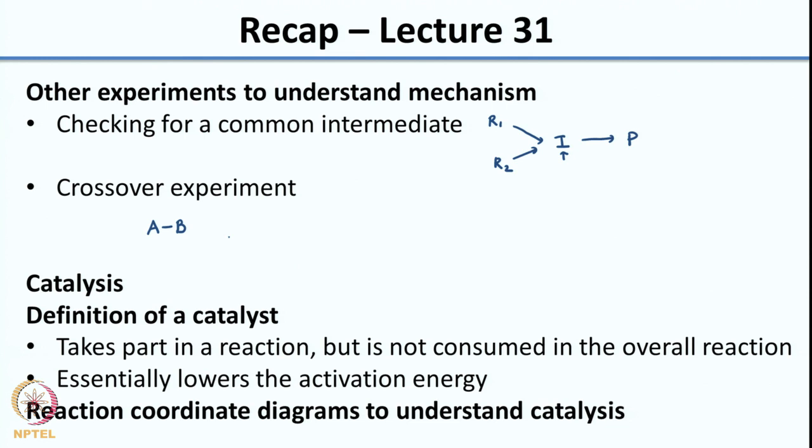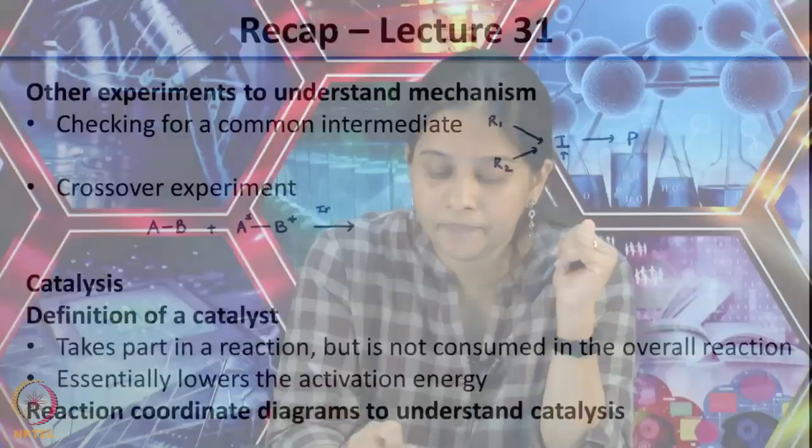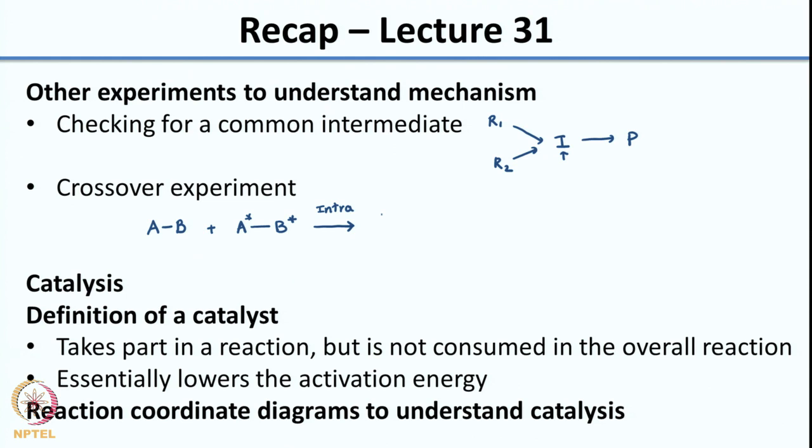So in the earlier case, you are doing two parallel experiments. Here you are doing the same experiment where you are taking two reactants, and this is used when you need to figure out if the reaction involves fragmentation or it goes via an intramolecular reaction. So if the reaction is intramolecular, then the products you get would be CD and C star D star. So there is no crossover.